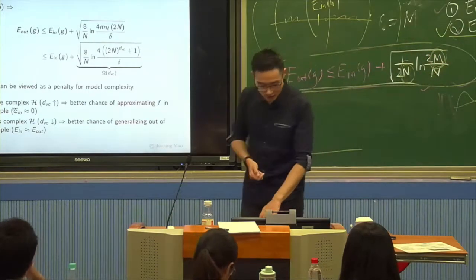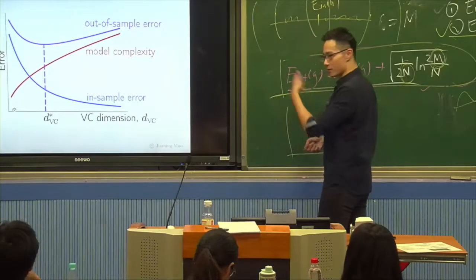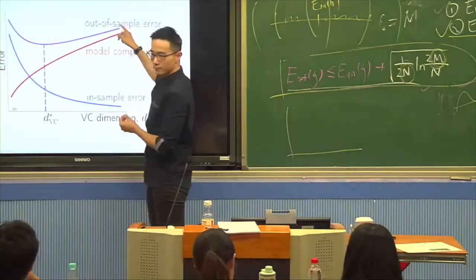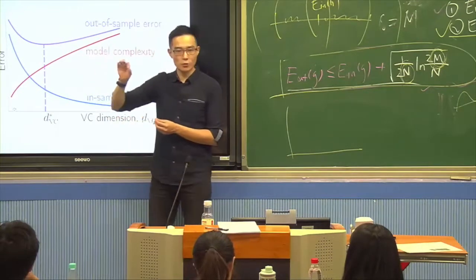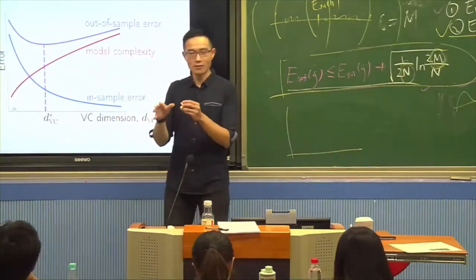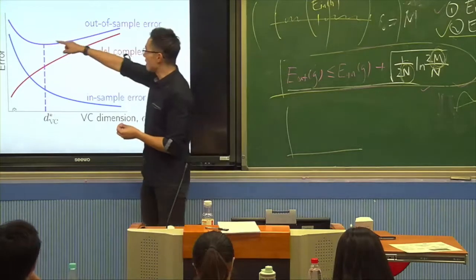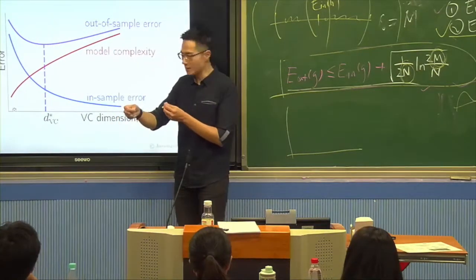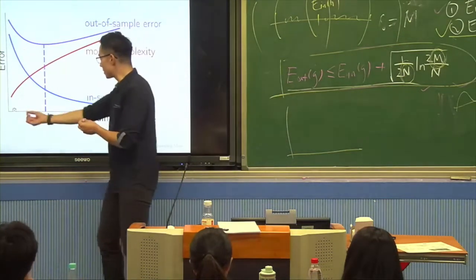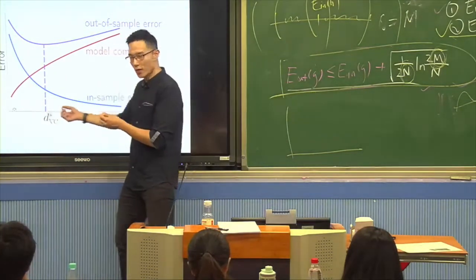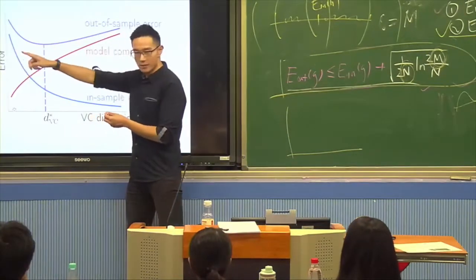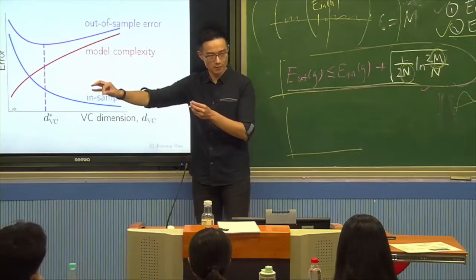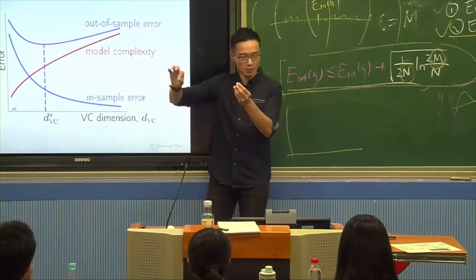So we always have this, okay? This is a graph that we always see again and again. This is the out-of-sample error. Out-of-sample error is the true error, right? It's the error in the underlying population that we really care about. We want to minimize this out-of-sample error. Now, if I increase my model complexity, so this is complexity, if I make my model more complicated, my in-sample error, E in, will decrease and decrease as I choose more and more complicated models, because I have more capacity to fit each data point, right?